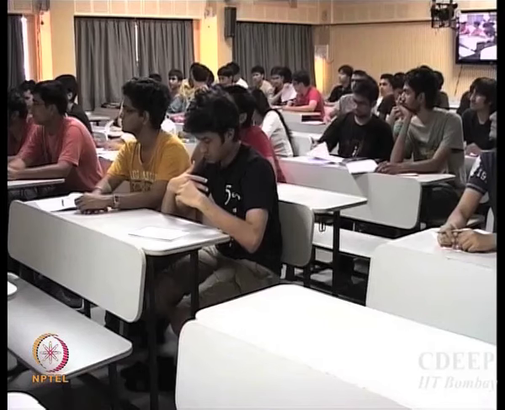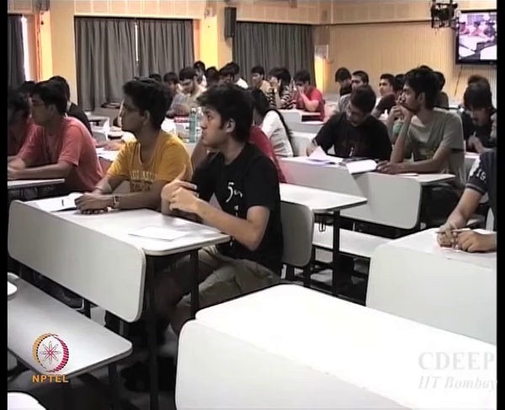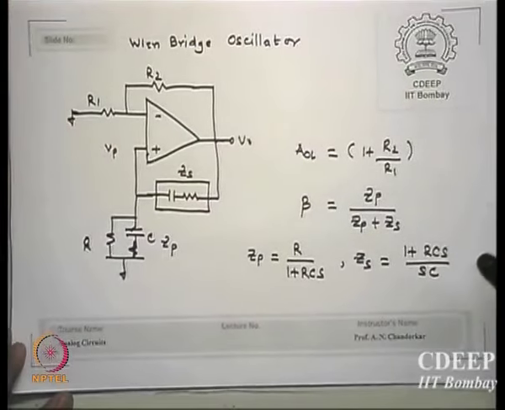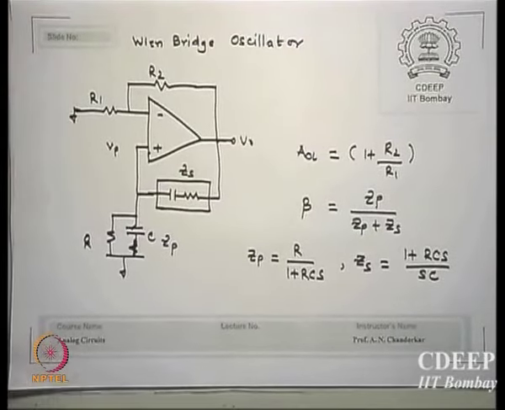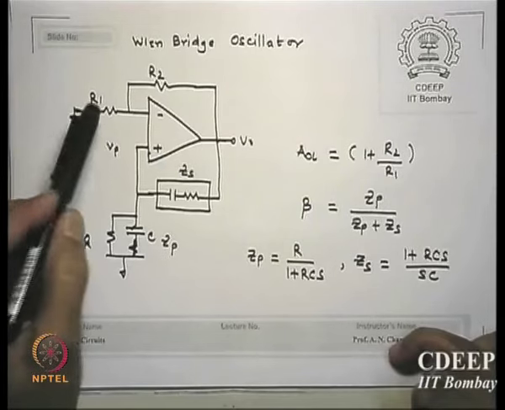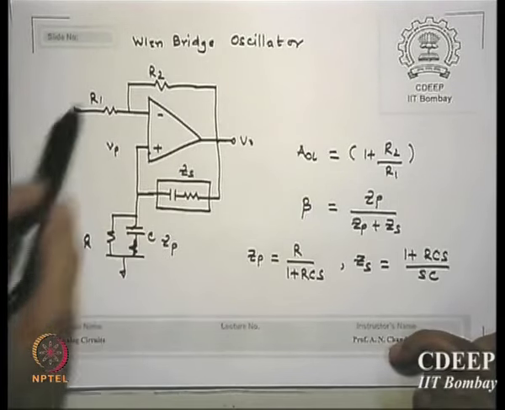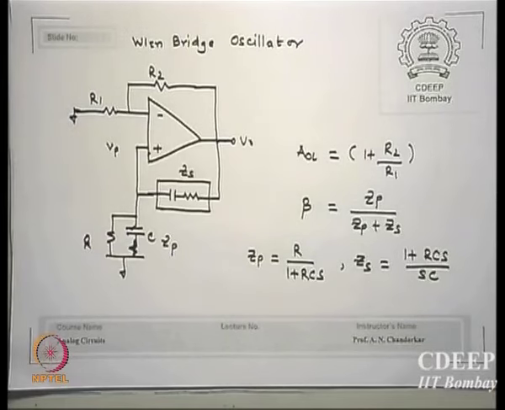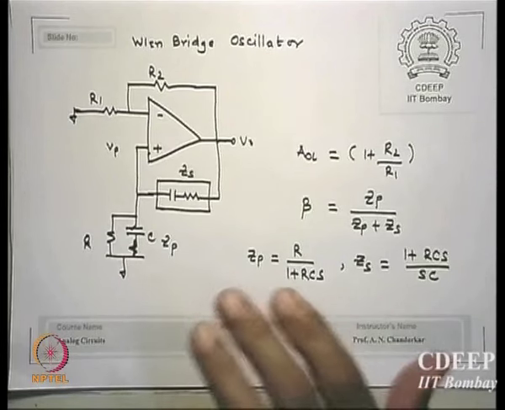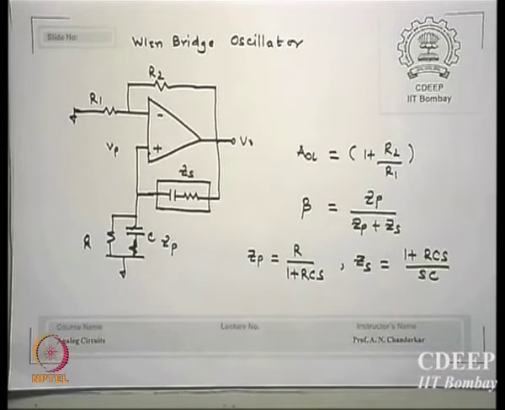There are other oscillators of interest. We will quickly go through some of them. A very famous oscillator credited to Mr. Wien is the Wien bridge oscillator. It consists of an op-amp, and this part is called the R1, R2 part. Which feedback is this? Negative feedback.